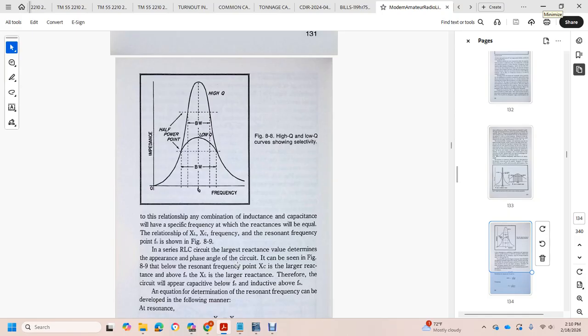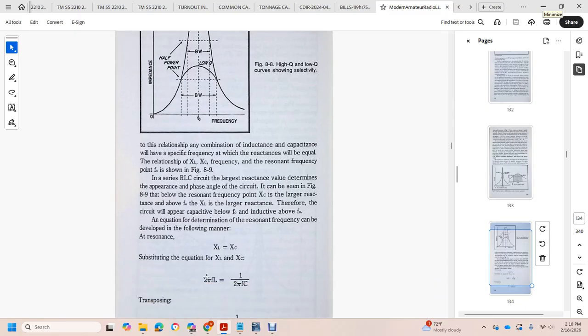In a resistor, inductor, capacitor circuit, the largest reactance value determines the phase angle of the circuit. In figure 8-9, below the resonant frequency the capacitive reactance is larger, and above the resonant frequency the inductive reactance is larger. The circuit is capacitive below F0 and inductive above F0.